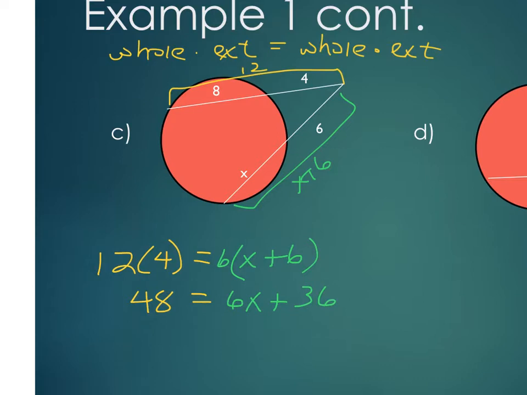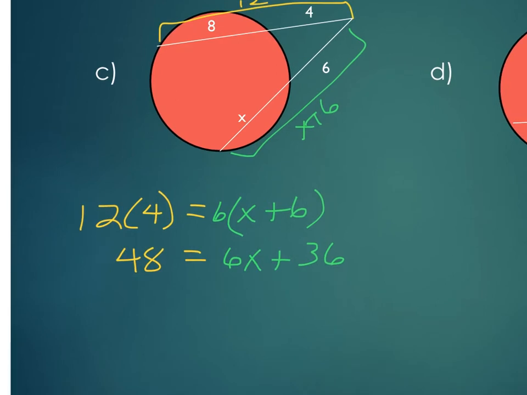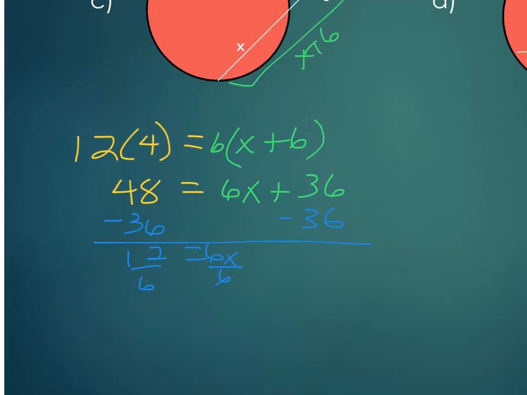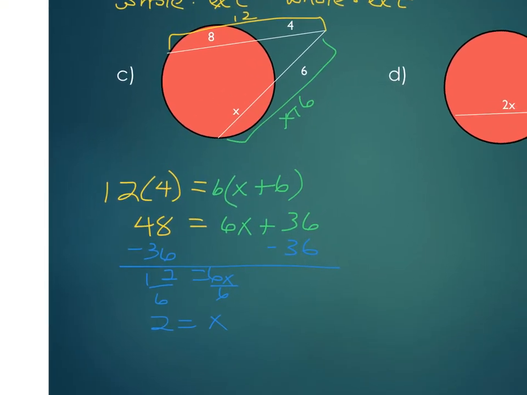So I'm going to group my like terms so I can get x by itself. So I will move the 36 over. You could have put the green on the left. It doesn't really matter. And then I get 12 equals 6x. Divide by 6, and x equals 2. Everybody good on C?